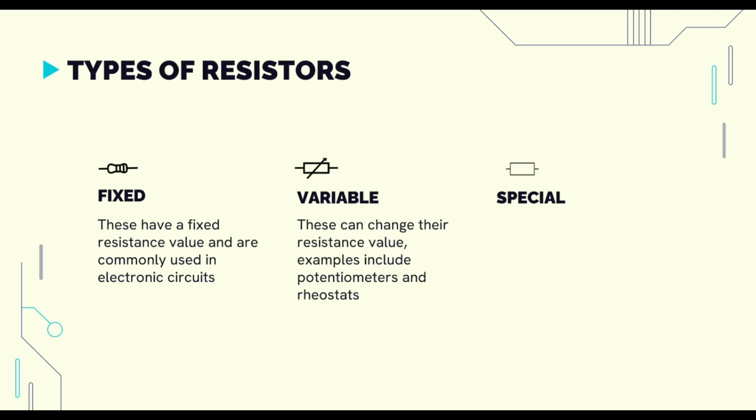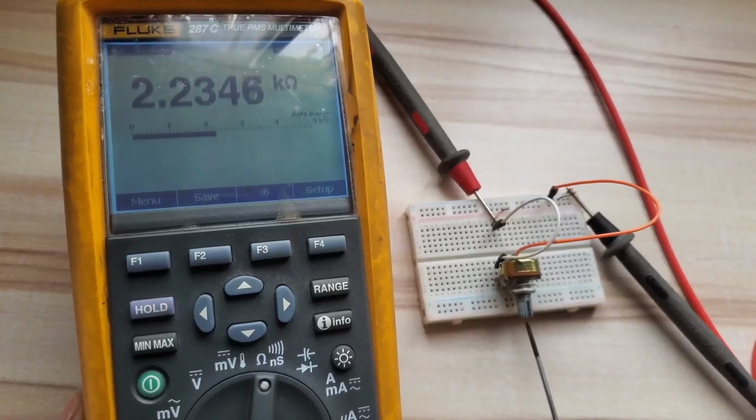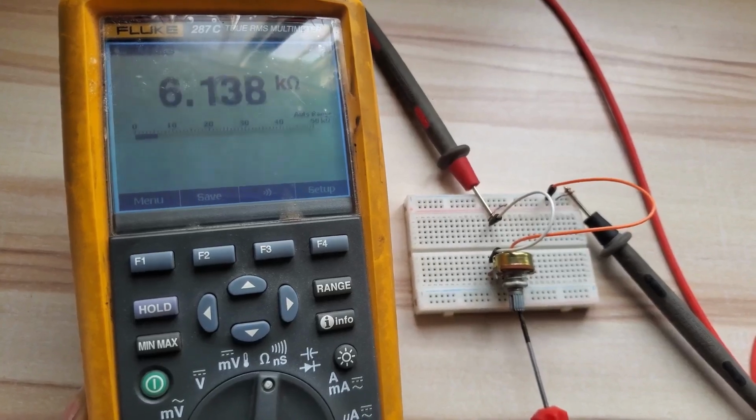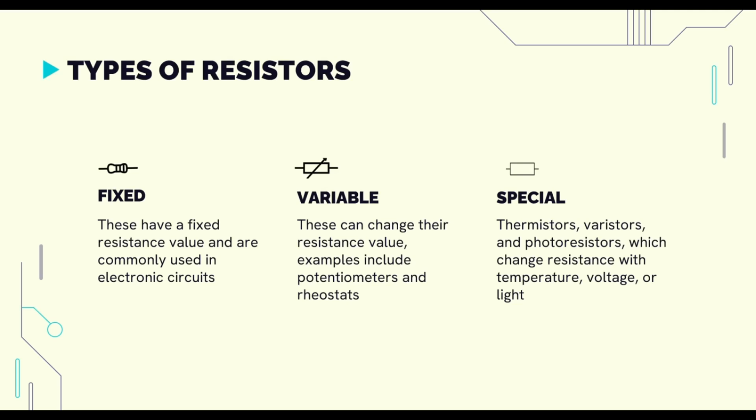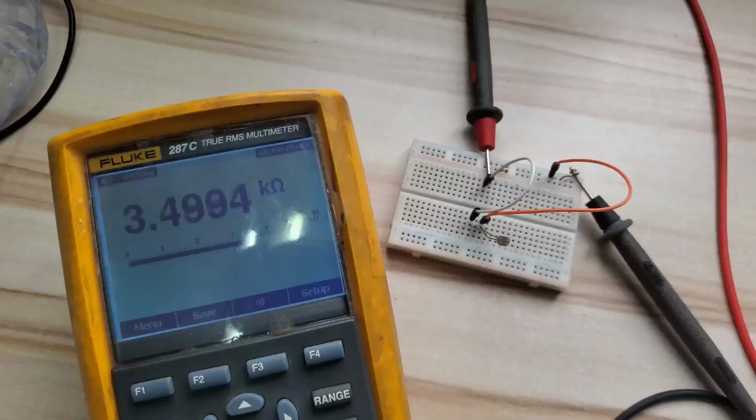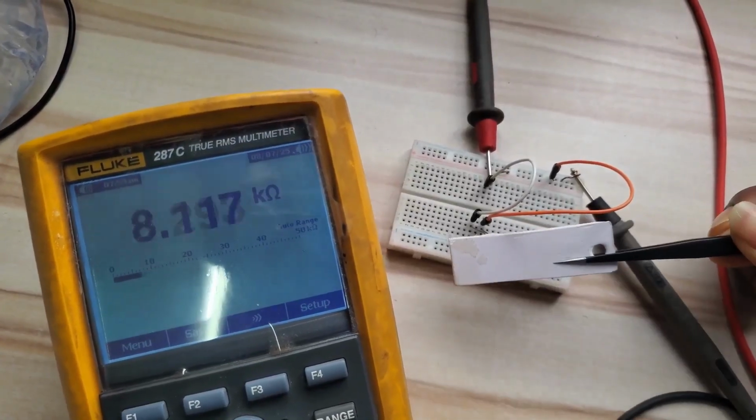Variable resistors have resistance values which can be adjusted. Examples include potentiometers and rheostats. Special resistors have special purposes. For example, thermistors change resistance with temperature, varistors change resistance with voltage, and photoresistors change resistance with light.